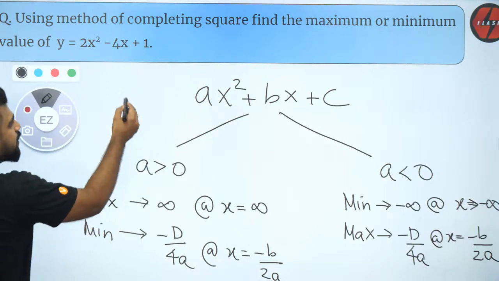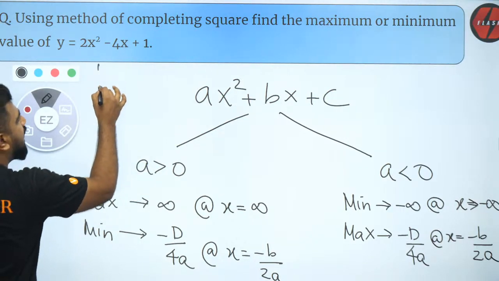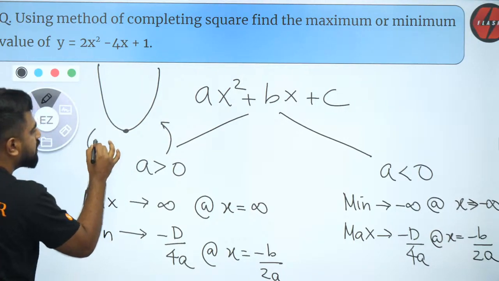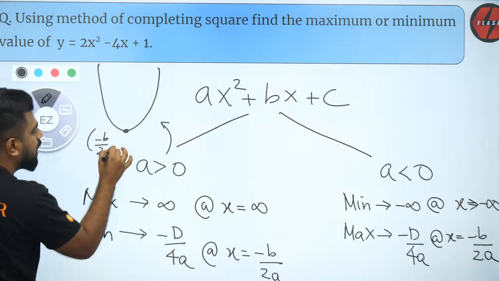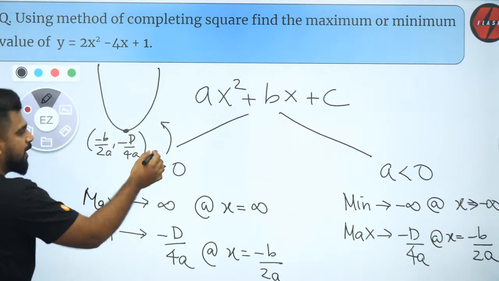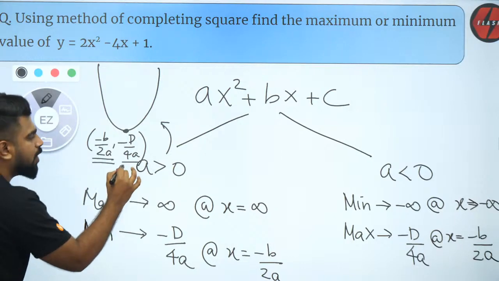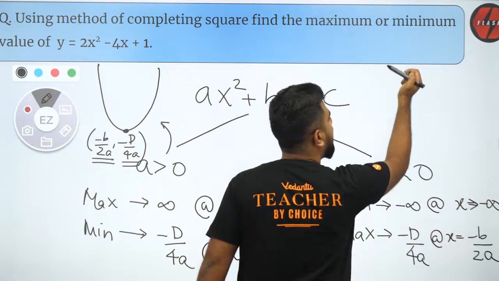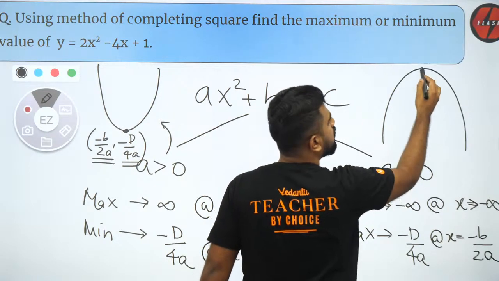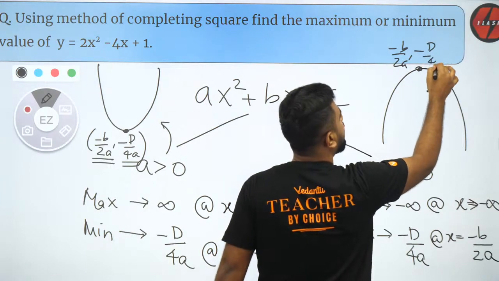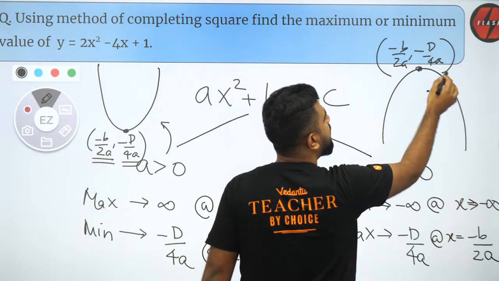If you have a graph like this, with A positive, this point is minus b by 2a, comma minus D by 4a. That is the minimum point. This is the x coordinate, this is the y value. Now here I will have an inverted one like this. This point is also minus b by 2a, comma minus D by 4a, and that is the maximum value.